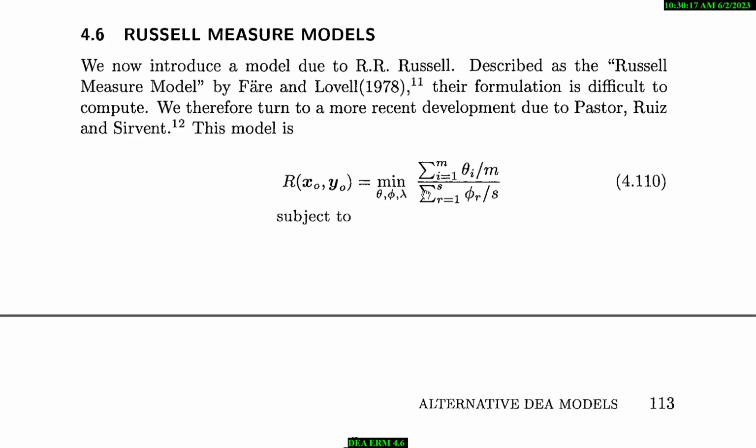This model is, as you see, the objective function is minimization with the linear fraction function that is summation of theta i over m, and the denominator is summation of phi r from 1 to s over s.